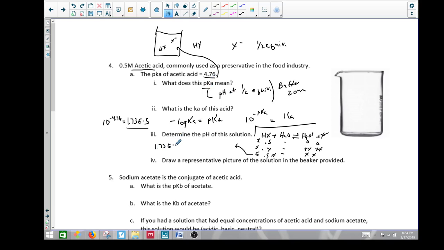That's 1.73 e to the negative fifth equals x times x over, with a shortcut rule, 0.5. And x equals the concentration of H plus ions. And negative log of that gives the pH. This is a very standard problem, and you would want to be able to jump all over this problem. Maybe one of the most anticipated questions as far as acid and base is concerned. So x equals 2.9 e to the negative third.